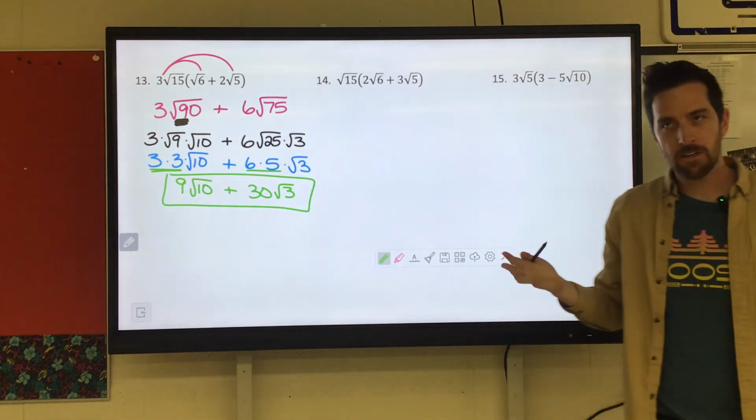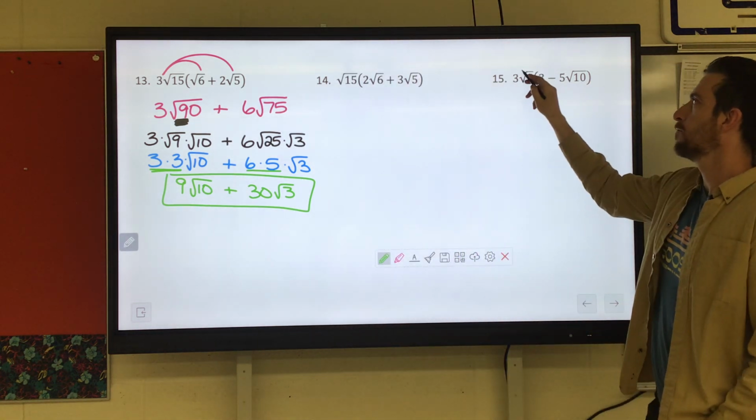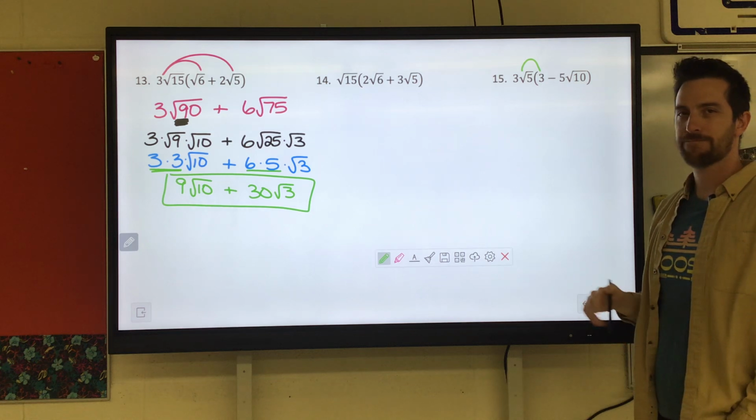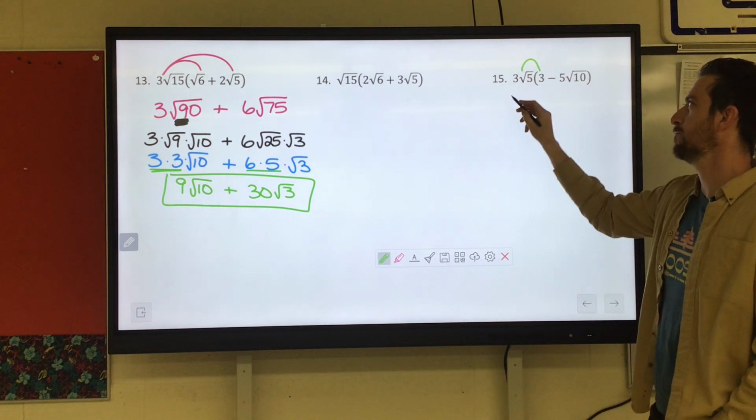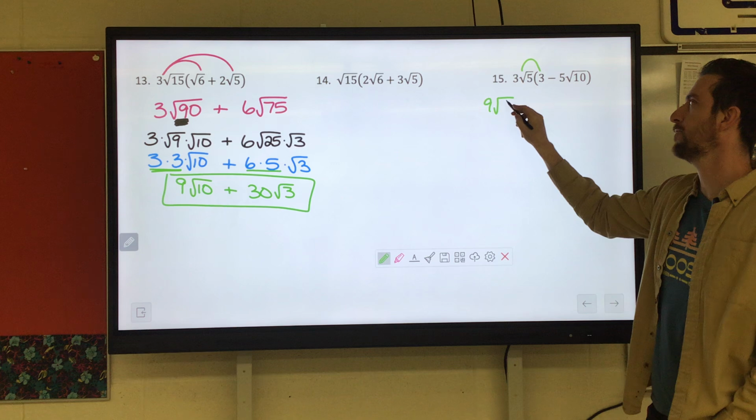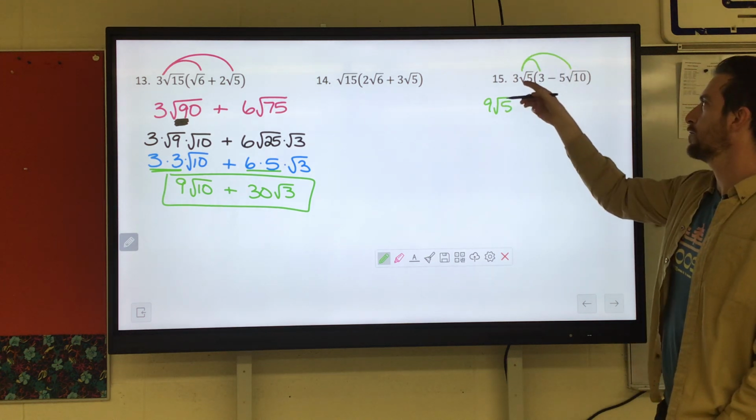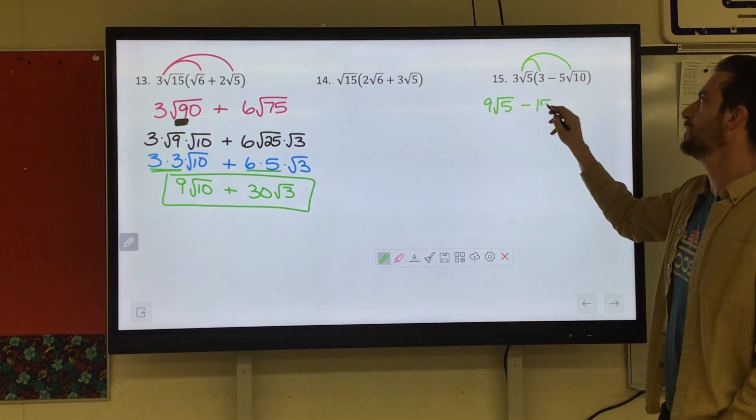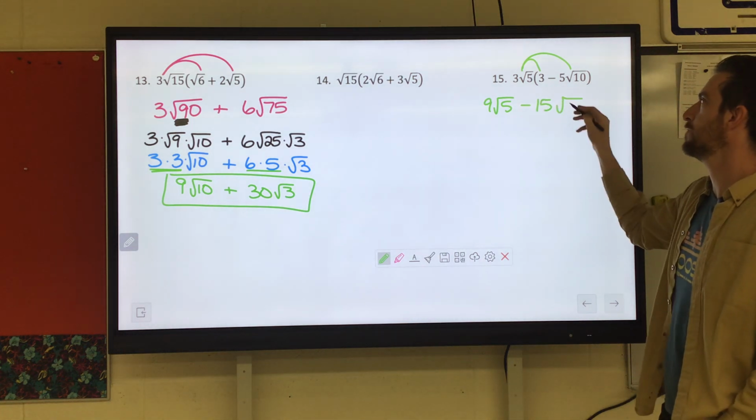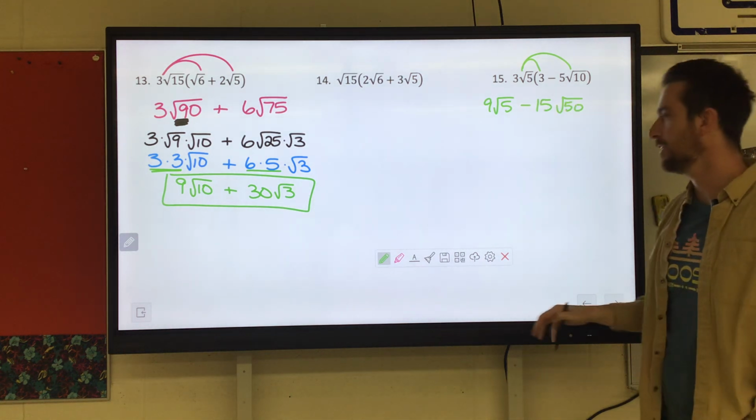All right, let's try another one. What do you say? 3 root 5 times 3. Only thing we do there is 3 times 3 is 9. So we have 9 root 5. 3 root 5 times negative 5 root 10. Well, 3 times negative 5 is negative 15. In the radical, 5 times 10 is 50.